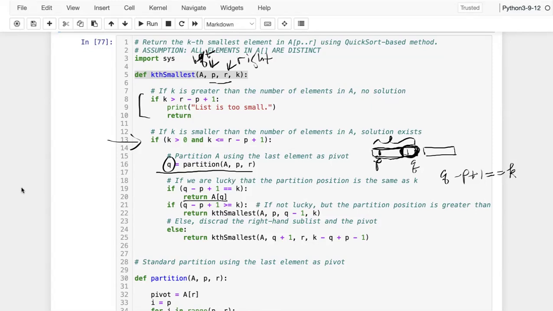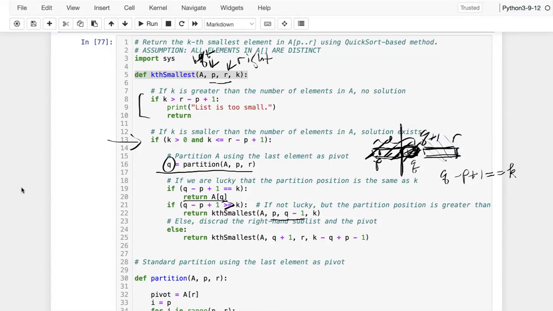Otherwise, because these numbers are distinct, we just need to say if Q minus P plus 1 is greater than K, then we're going to drop this. We're going to drop the pivot, and we're going to stop here because we know the pivot cannot be the K'th smallest. So the left boundary will be P, the right boundary will be Q minus 1. Otherwise, we're going to drop this and move to this, which will be Q plus 1 to R.